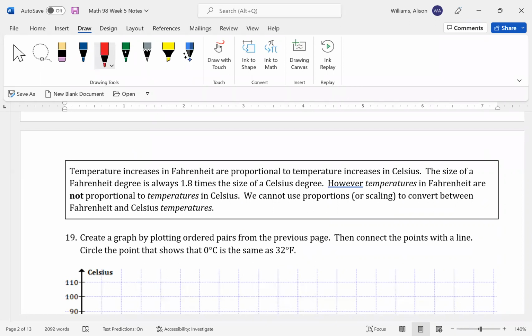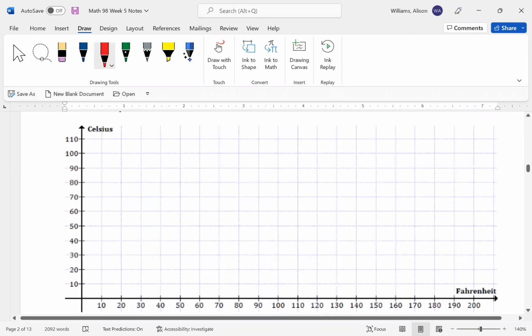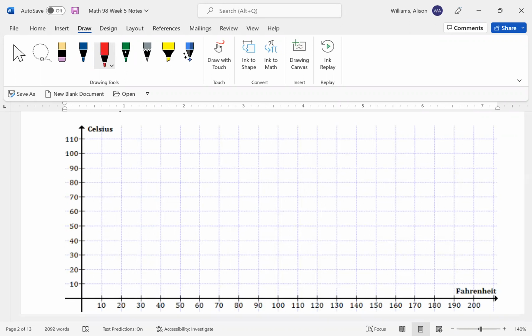All right, so let's create a graph by plotting the ordered pairs we had on the previous page and then connect the dots. Now, they were really nice to label this graph. The left axis, that vertical line, is the Celsius temperature. And down below, the horizontal axis is the Fahrenheit temperature. So they very clearly labeled that for us.